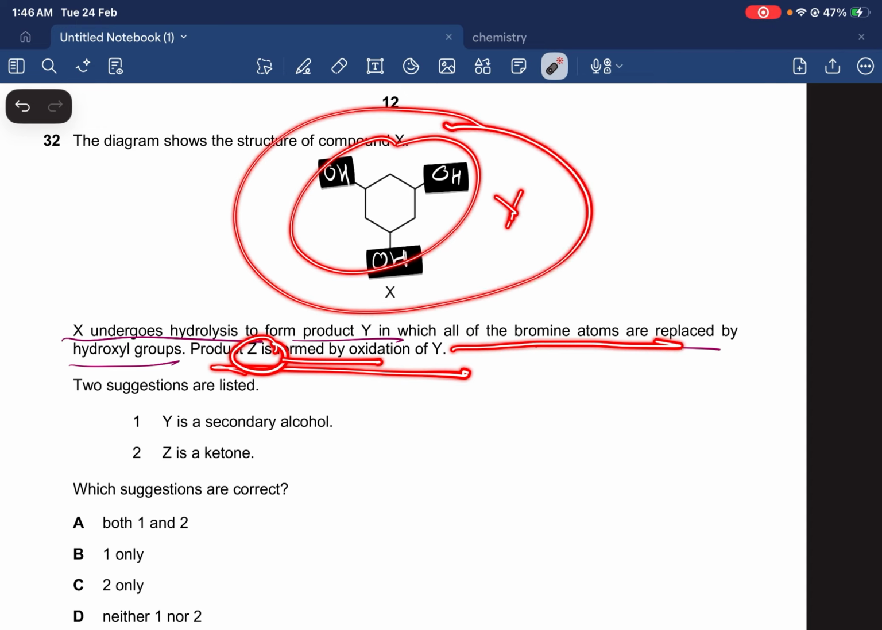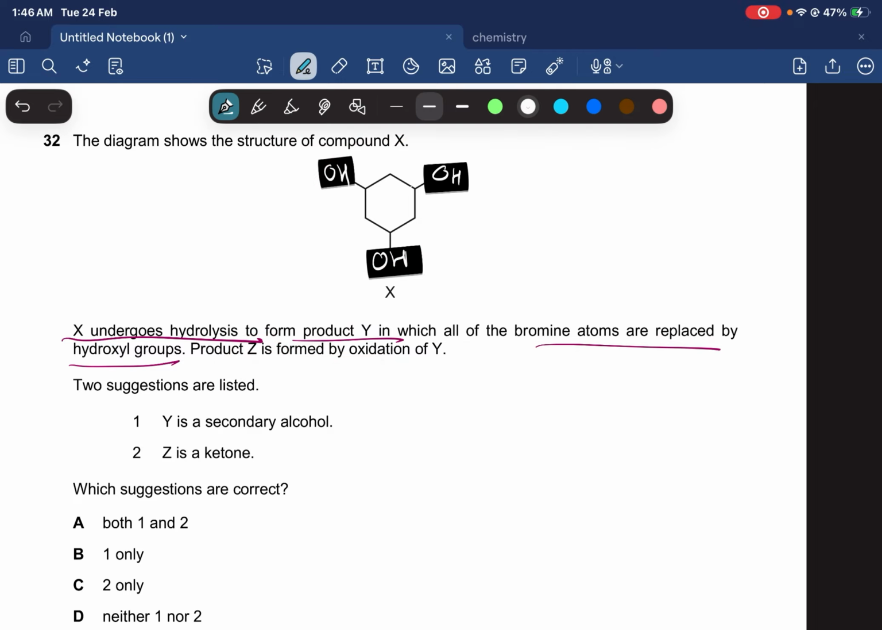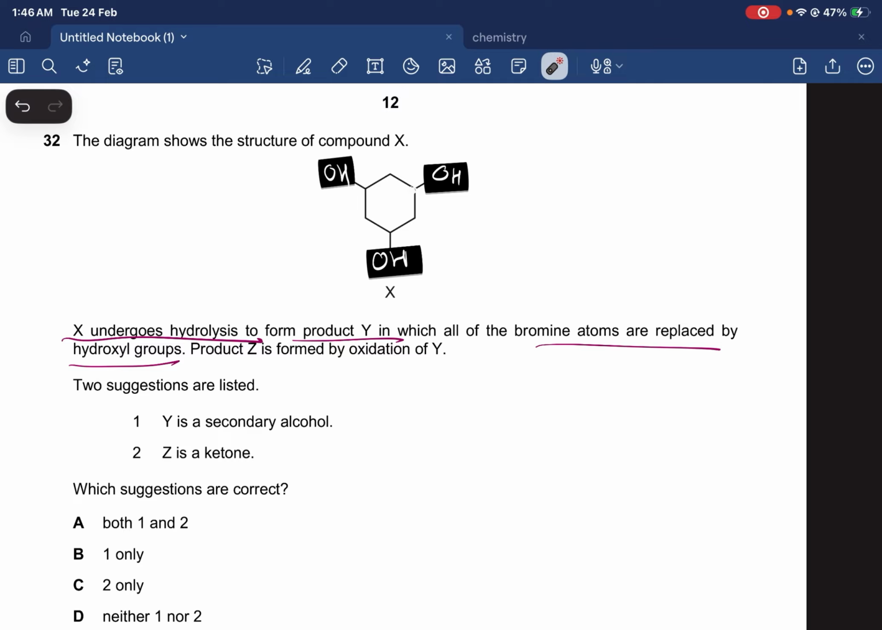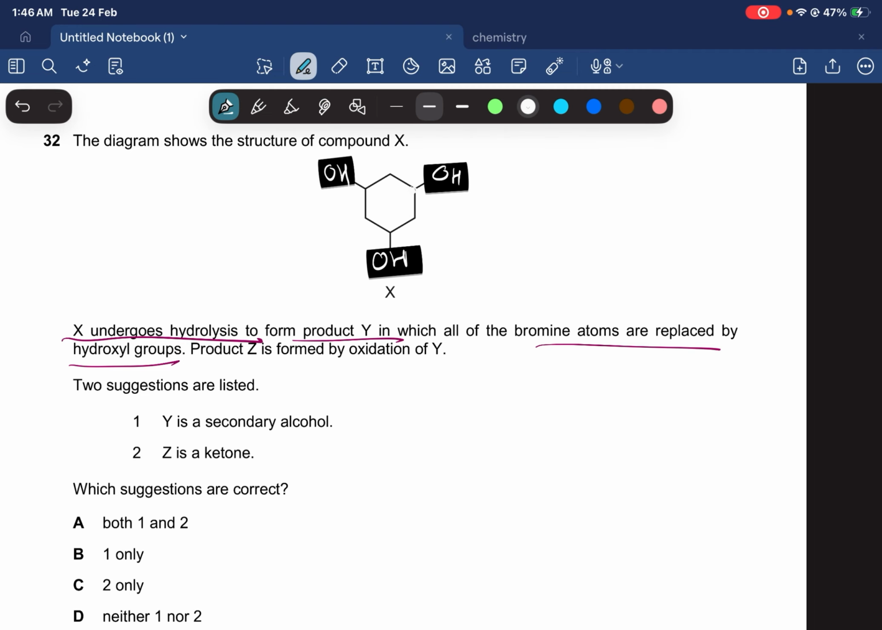Now if you oxidize it, what's going to happen? This carbon right here has one carbon, two carbon, and one hydrogen. That's a secondary alcohol. Secondary alcohol oxidized forms a ketone. This is secondary. This is secondary. So Y is a secondary alcohol, and Z is a ketone. Yeah, because when we're oxidizing it, this is Y, and all the OH groups are going to be oxidized to form a ketone.